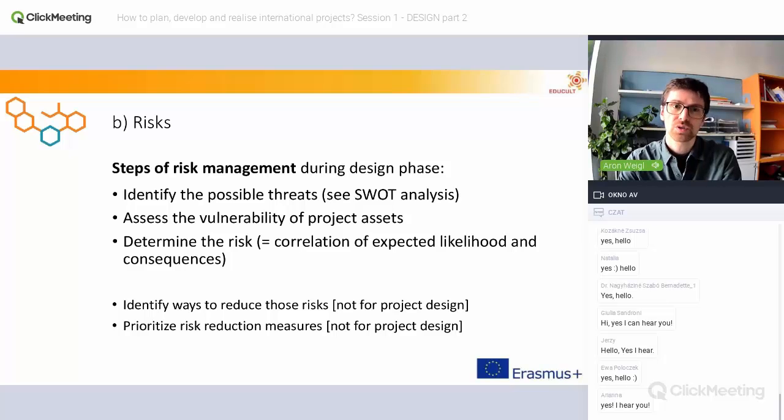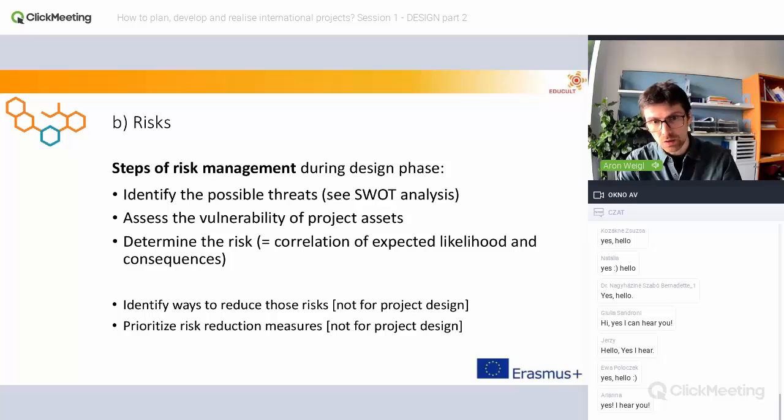There are two more steps in the risk management. So you have to find ways to reduce those risks possibly, and also prioritize your risk reduction measures. But this is something you then have to do in the implementation phase when a risk occurs. But yeah, you can already, and I will come to that later, also here define possible ways to reduce risks. It's also good to think about it in this phase already.